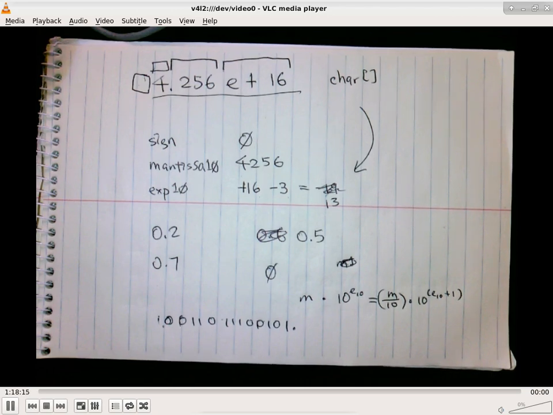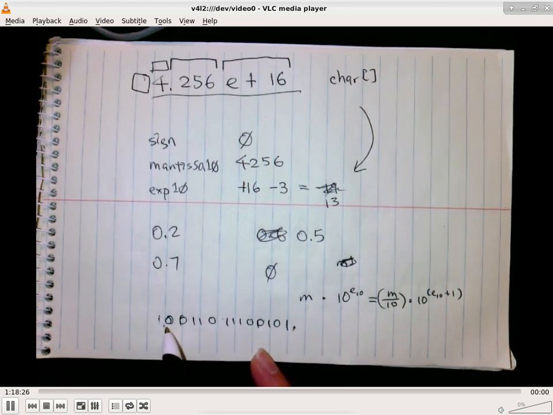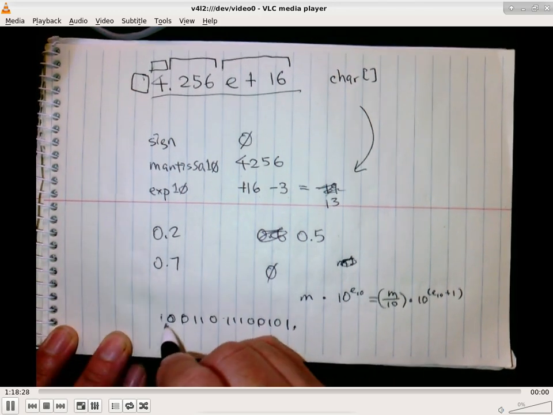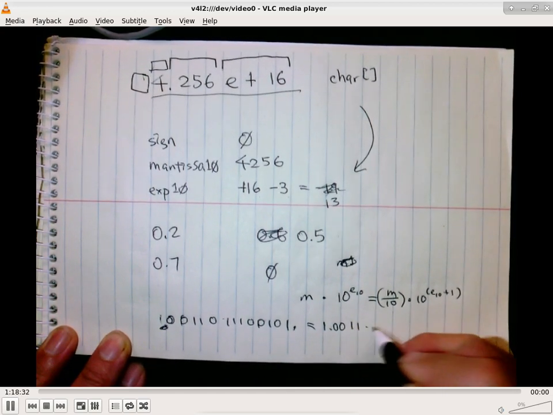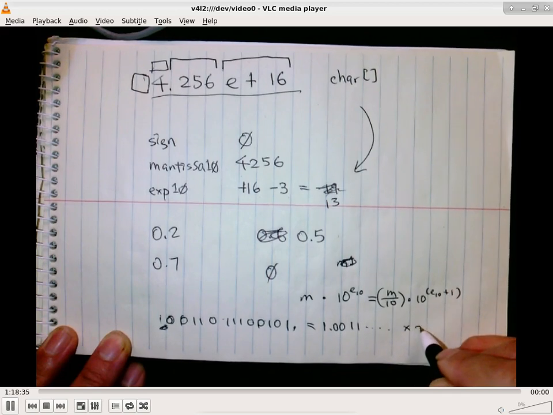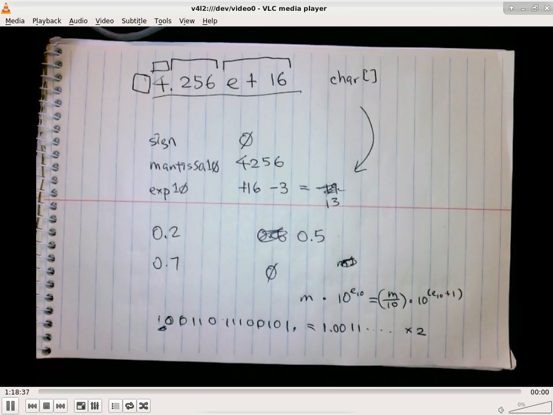But there's no need to really do any shifting because I don't want to change the representation. All I need to do is account for the number of shifts needed to move the binary point from here to here. So now I can say this is the same thing as 1.0011 blah blah times 2 to the power of what? Well, we just have to do some counting here. You get 1, 2, 3, 4, 5, 6, 7, 8, 9, 10, 11, 12, 13.